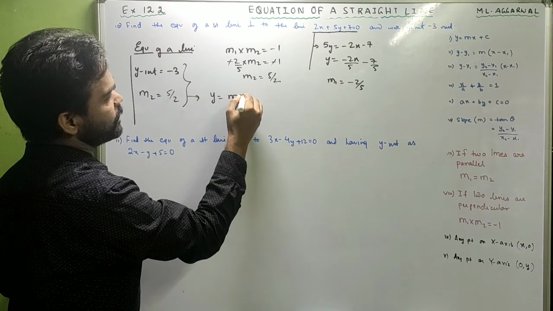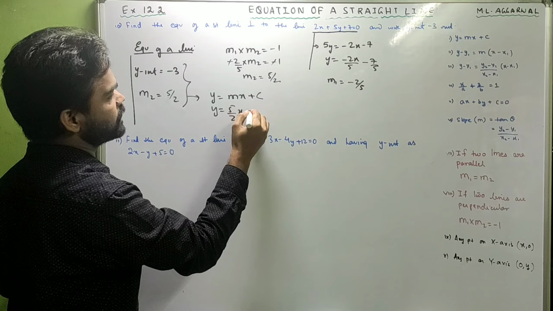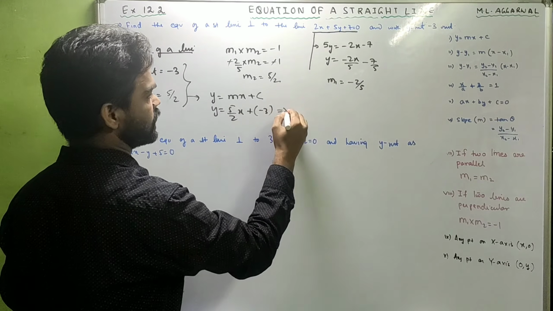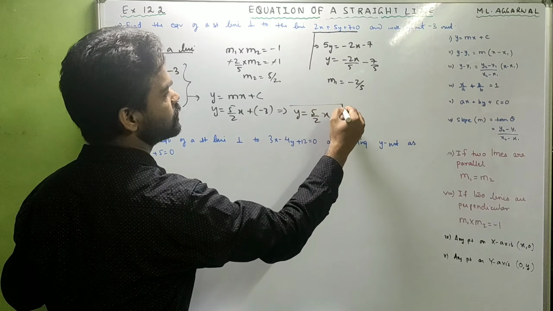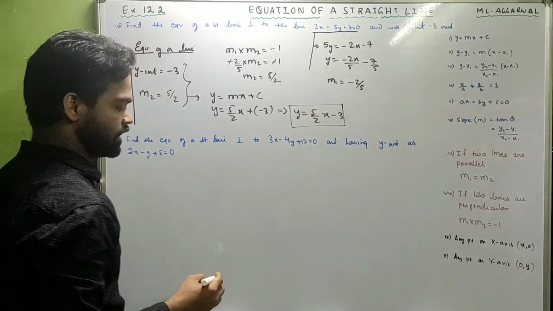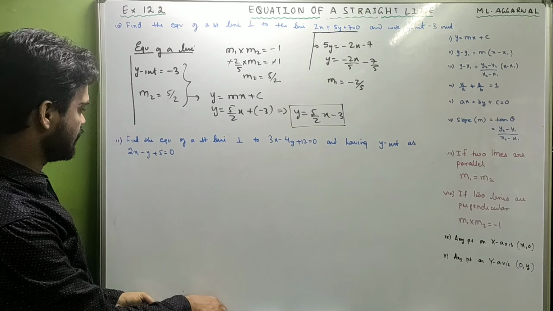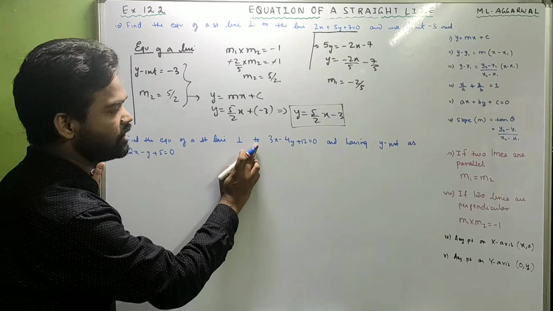y = mx + c. So y = (5/2)x + (-3), which we can write as y = (5/2)x - 3. So that's your equation, isn't it? Done.